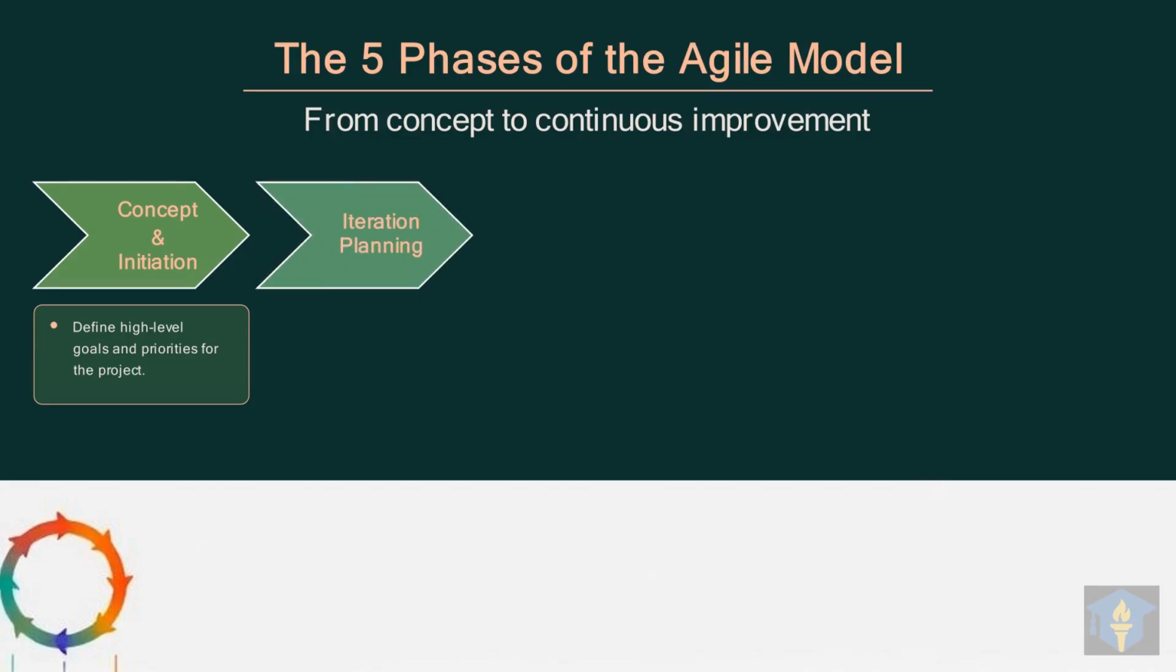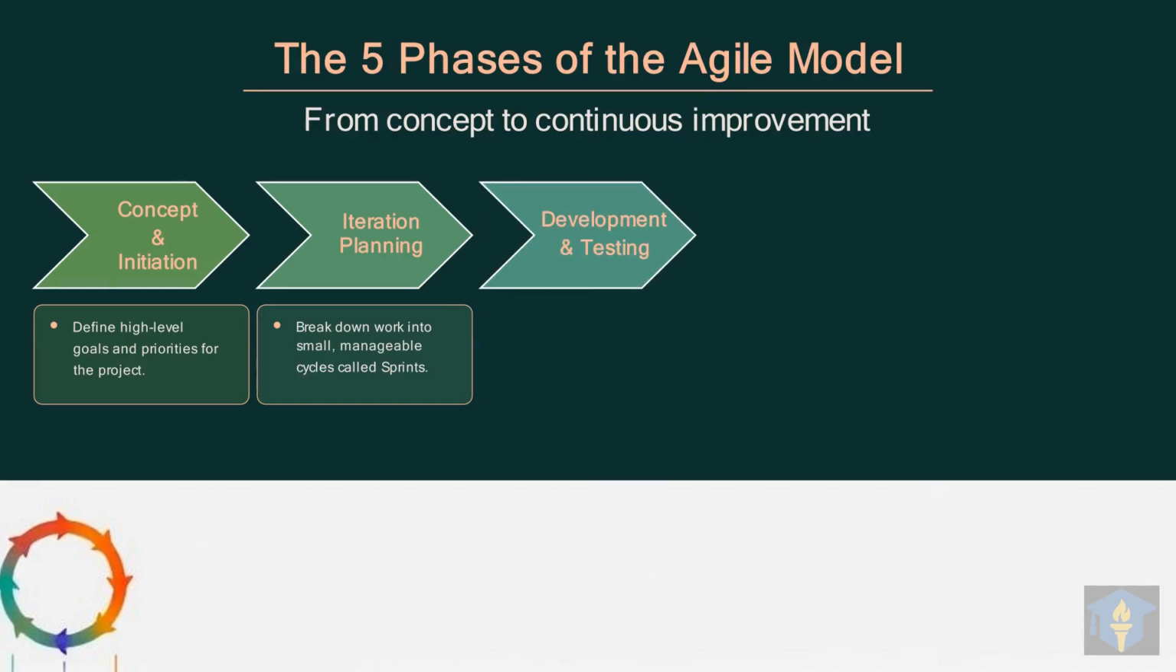Next, we move to iteration planning, where work is organized into smaller cycles. Work is broken down into small, manageable cycles, commonly known as sprints in Agile. Then comes development and testing, where deliverables are continuously built and refined. This phase involves continuously developing, building, and refining the project's deliverables and features.